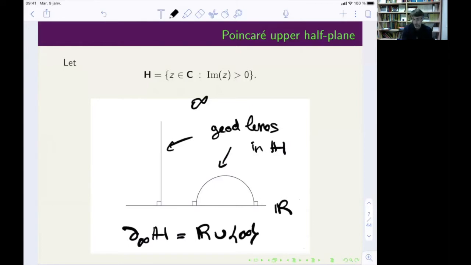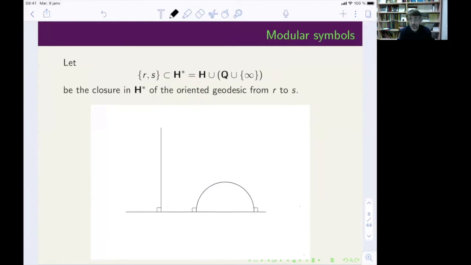But in fact, what I will consider are rather geodesic lines which go from one rational point to another, and the rational point can be infinity. So here, for example, I can consider this geodesic that goes from R to S, where both R and S belong to Q. But I can also consider some geodesic that goes from infinity, let's say, to some other point, let's say P over Q. And this will be the only geodesic I want to consider.